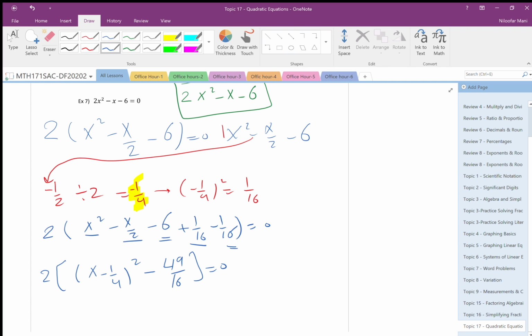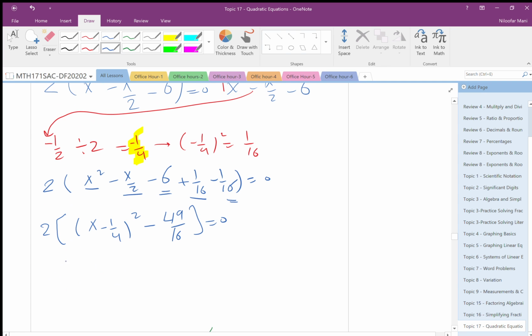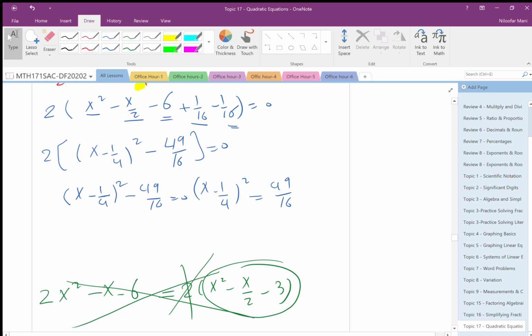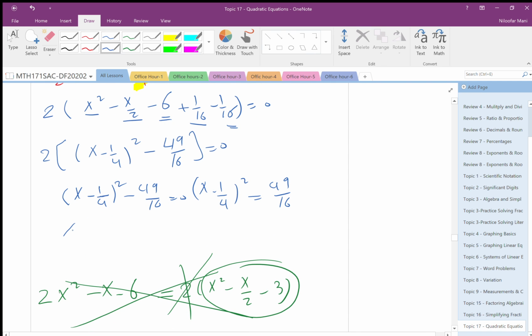So again, 2 is here just a coefficient. 2 is a number, so I cannot have it equal 0. So I say, okay, x minus 1 over 4 squared is 49 over 16, which is x minus 1 over 4 equals plus or minus radical 49 over 16, which is x minus 1 over 4 equals plus or minus 7 over 4.